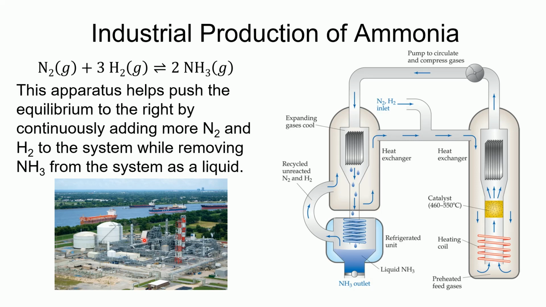There are facilities like this in Texas and along the coast, and there are other facilities all around the world. Usually they try to get it close to places where natural gas is cheap. And that's why Louisiana and Texas are such advantageous places to build this. All right, so that is our industrial production of ammonia.